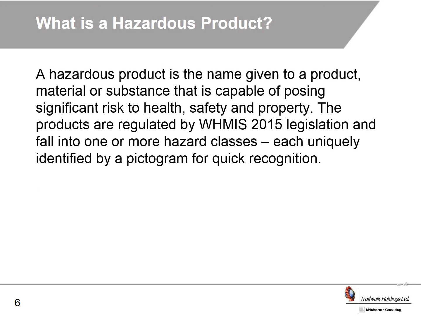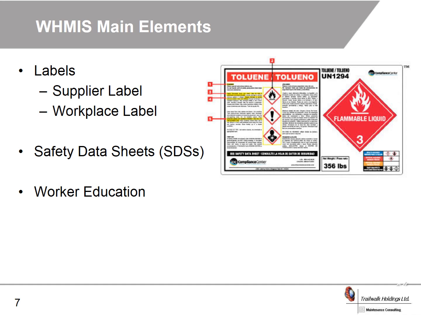A hazardous product is a name given to a product, material, or substance that is capable of posing significant risk to health, safety, and property. The products are regulated by WHMIS 2015 legislation and fall into one or more hazard classifications, each uniquely identified by a pictogram for quick recognition. WHMIS is divided into three categories: labels, supplier and workplace labels, safety data sheets, SDSs, and worker education.